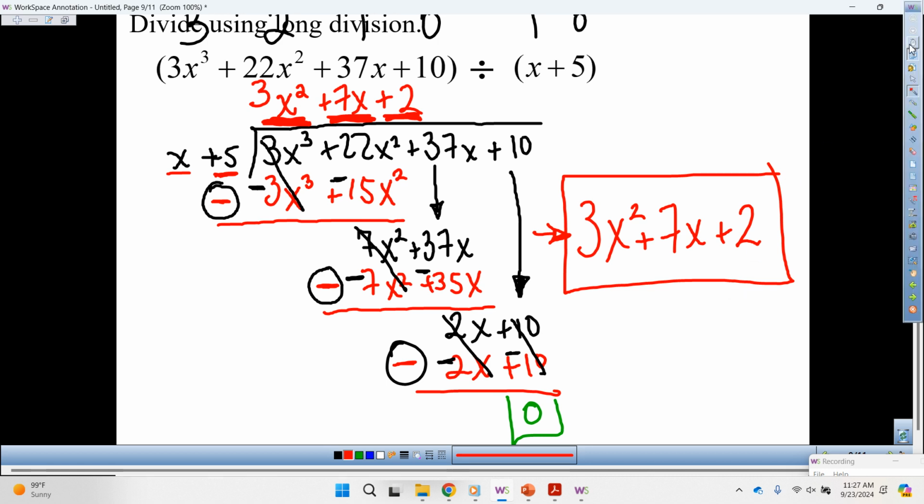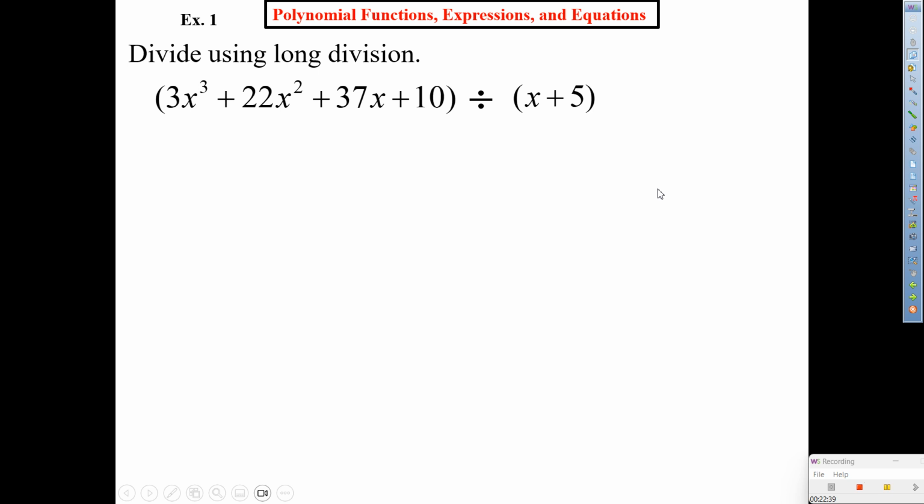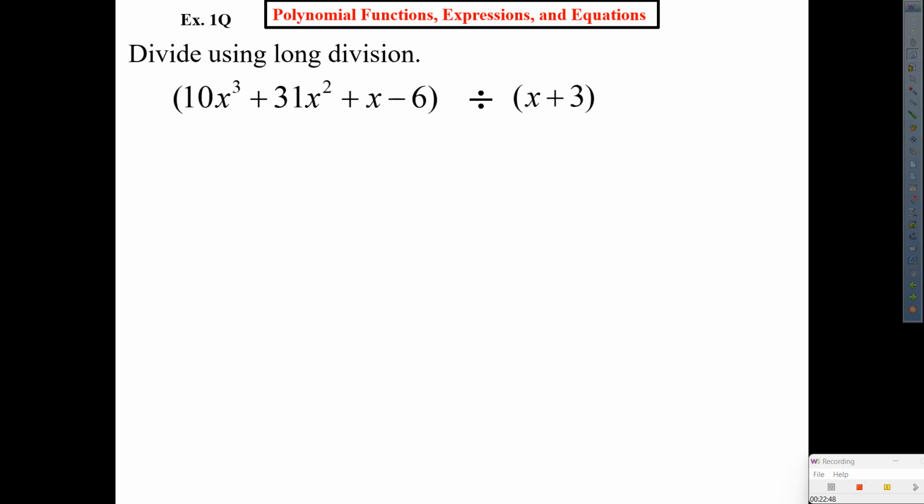Let's do another one. Copy this one. Example 1Q. Divide using long division. 10x cubed plus 31x squared plus x minus 6 divided by x plus 3.